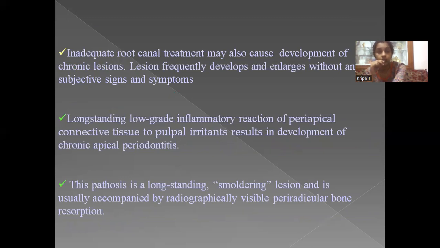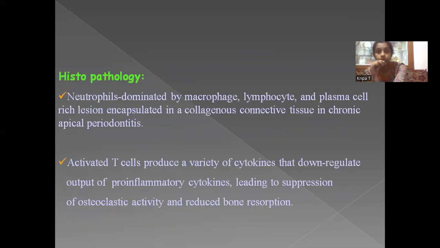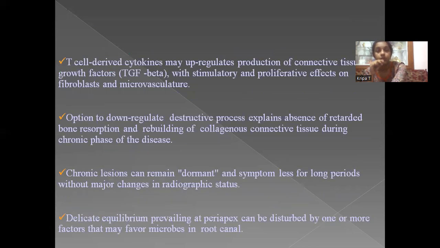A long-standing low-grade inflammatory reaction of periapical connective tissue can result in a chronic condition. Clinically, the patient doesn't have any pain or tenderness. The tooth is usually necrotic and so not responsive to vitality tests. Being a chronic situation, you see a lot of chronic inflammatory cells and bony resorption, and this is brought about by mediators.